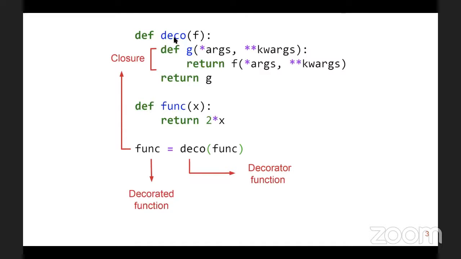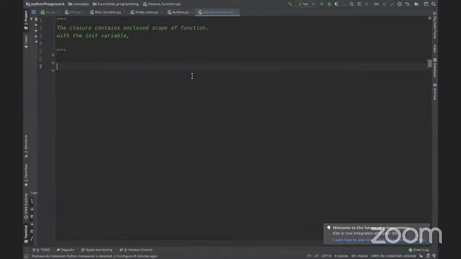Again, I repeat, there is a function and you have another function defined inside a function. The function which is defined inside a function is called the closure, and you return that function when you call the outer function. I think it's too much, so let's try to understand and let's go.